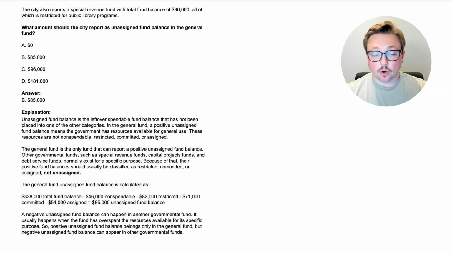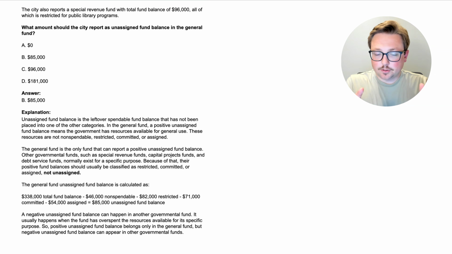The general fund is the only fund that can report a positive unassigned fund balance. Other governmental funds, such as special revenue funds, capital projects funds, and debt service funds, normally exist for a specific purpose. Because of that, their positive fund balances should usually be classified as restricted, committed, or assigned, not unassigned.